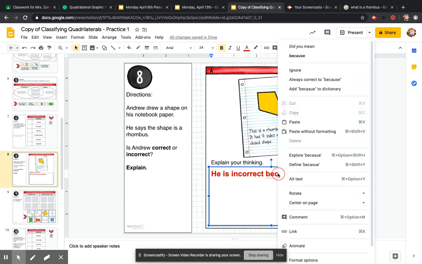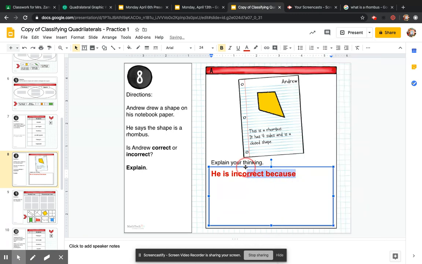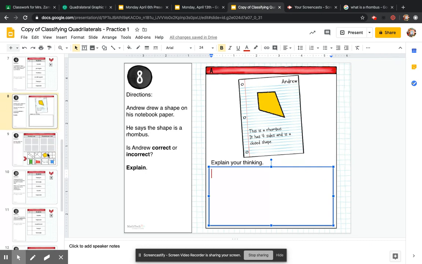You were getting so good at this in class, and I know that was a long time ago, but try to think back to when we were talking about shapes attributes, okay?